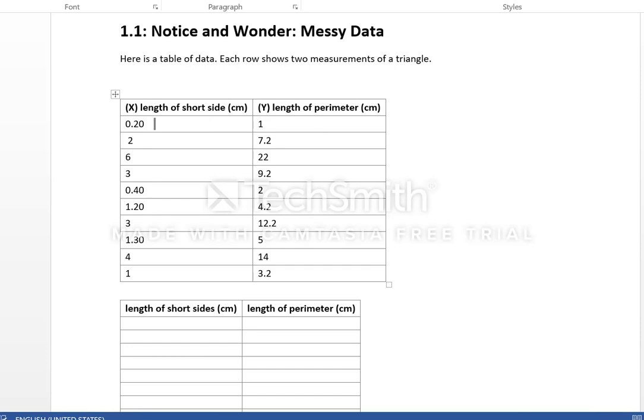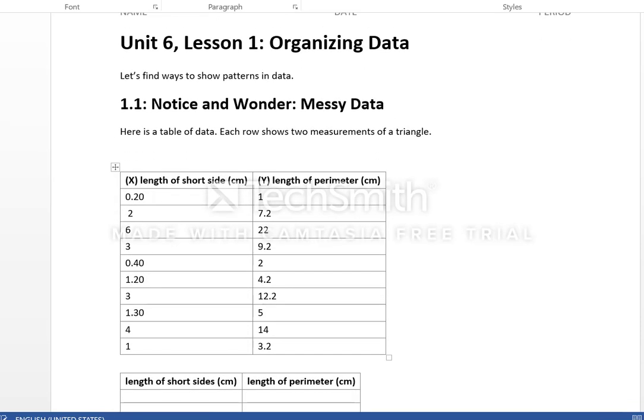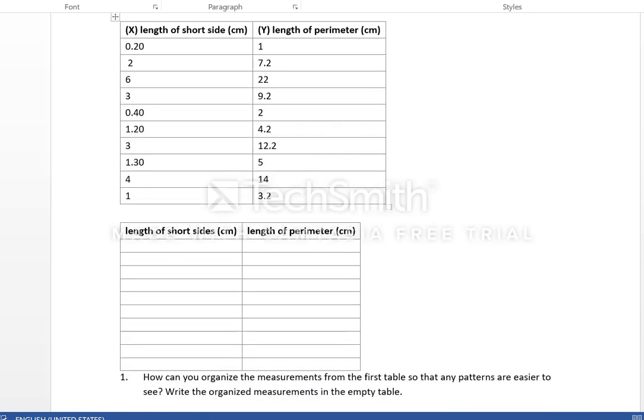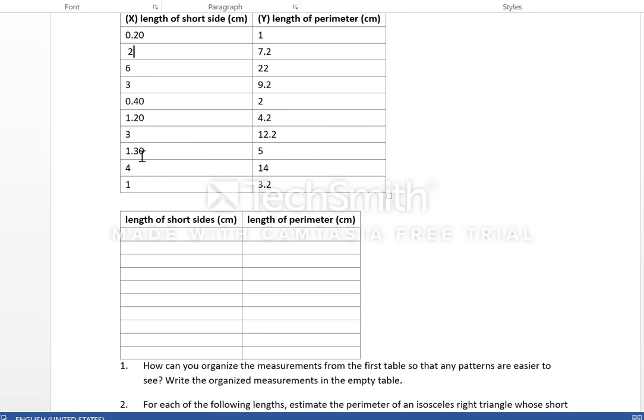Second, if we want to organize the data, so very simple. This is organizing the data. If I were to look at this, I would say which numbers are my least and which numbers are my greatest, and I would organize them from least to greatest, just simply using my X value. My Y value is just going to come along with it. So if I have 2, wherever I put this 2, this 7.2 is going to go right with it.